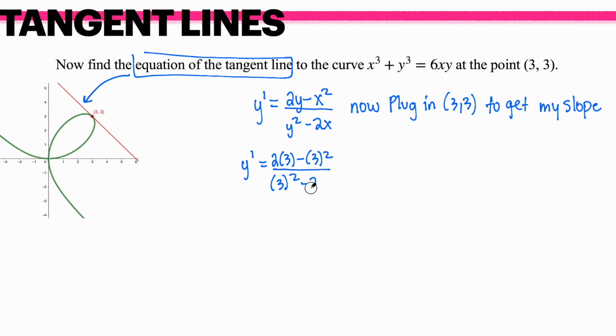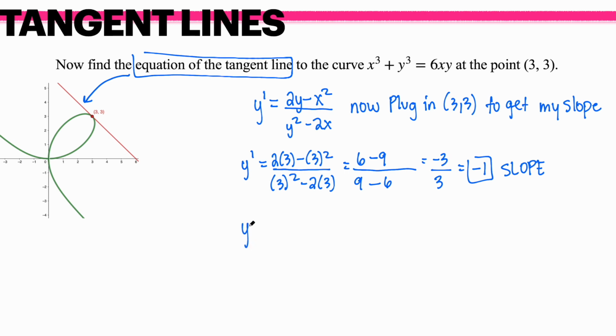3 into y, 3 into x. So on top, I will get 6 minus 9. And on bottom, I will get 9 minus 6. So I'll get a negative 3 on top and a positive 3 on bottom, which is negative 1. That is my slope. So I know the slope of this line over here is negative 1.